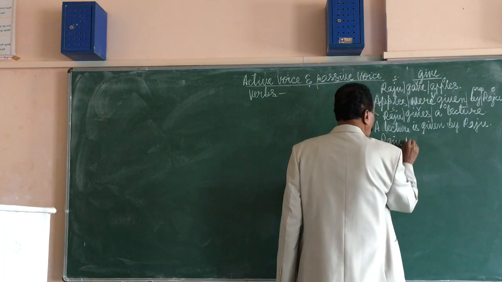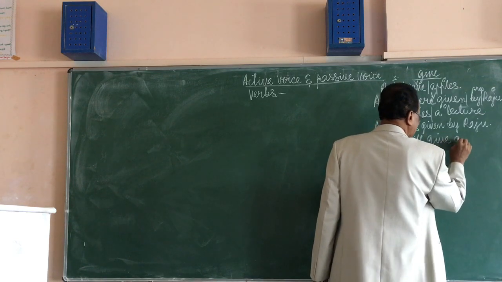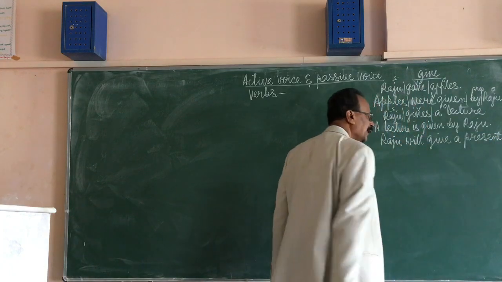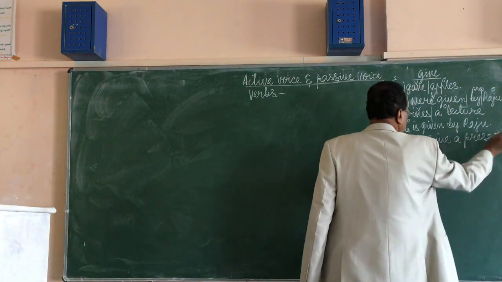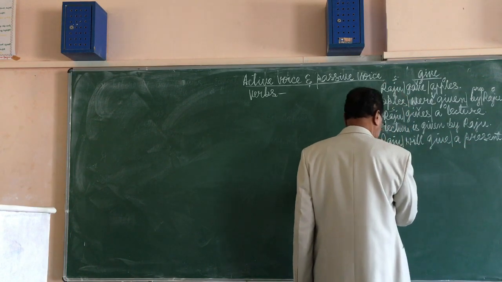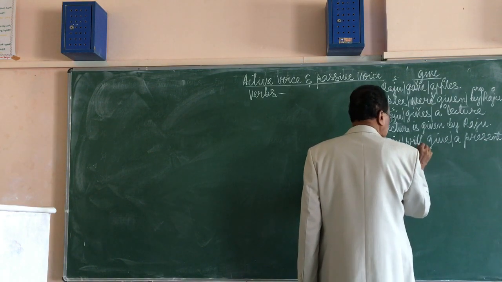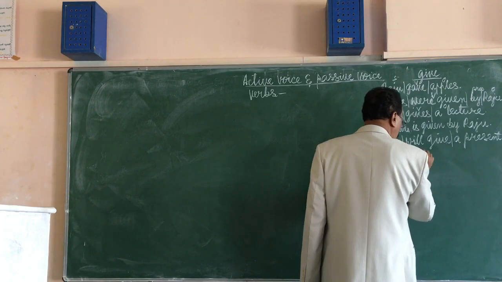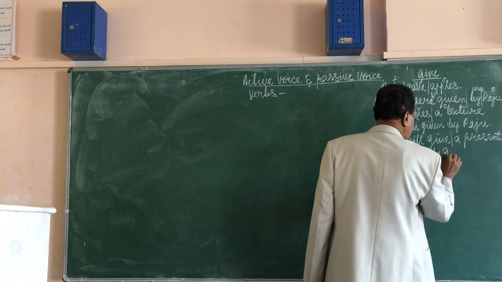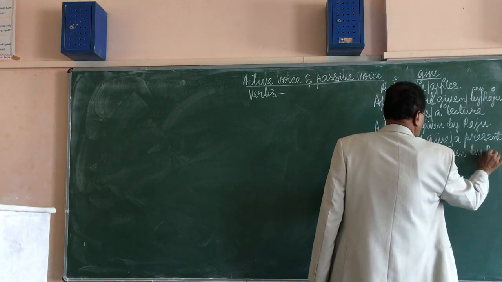Raju will give a present. Here, Raju is the subject, will give is the verb, a present is the object. This becomes the subject. This will give becomes will be. When will be comes here, give becomes given. A present will be given by Raju.